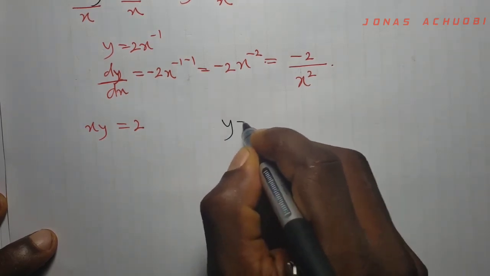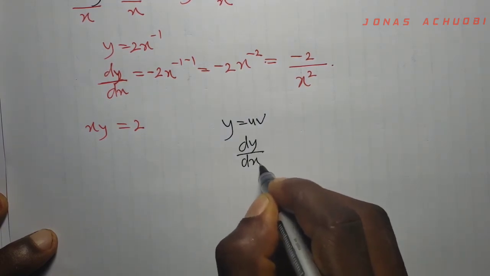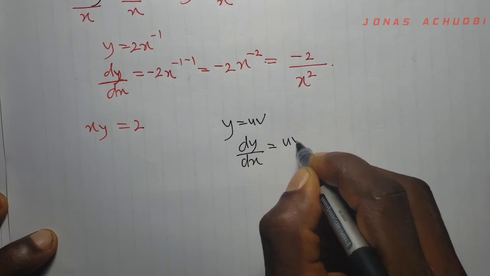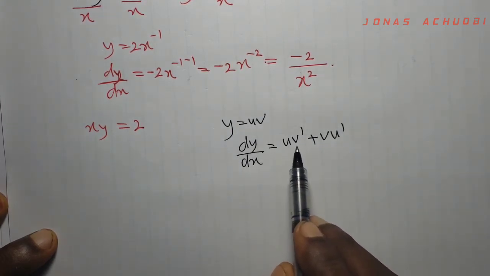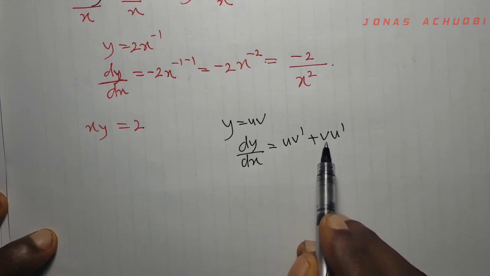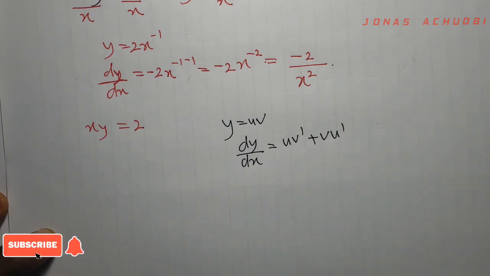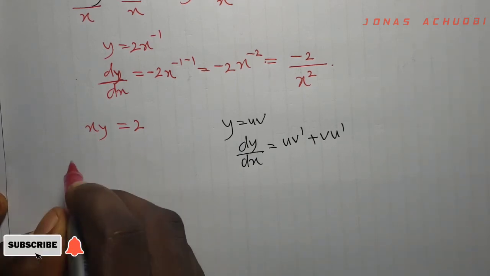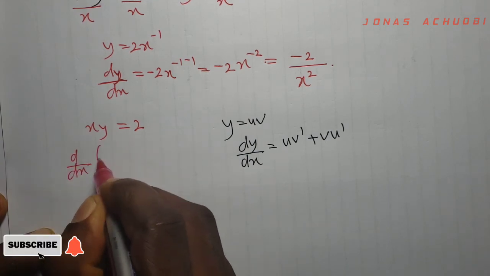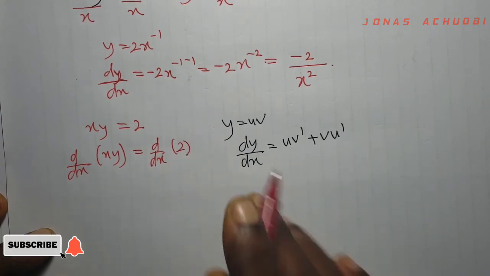We know that y equal to uv. By the product rule, we say that dy over dx is equal to u v prime plus what? V u prime. We keep the first function, differentiate the second, plus keep the second function, differentiate the first. There will also be a link below the description box to check what the product rule is. Now let's go ahead and differentiate implicitly. So we differentiate the left hand side with respect to x, xy, and the right hand side with respect to x, which is 2.